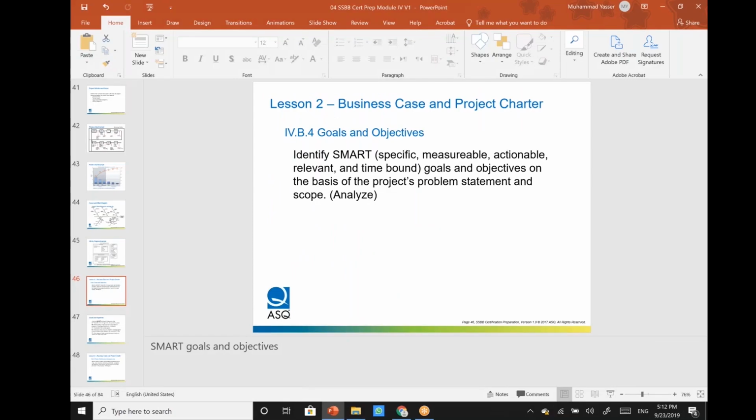Yes. So today we finish at this point. Tomorrow we start with the business case and the project charter, the goals and objectives.